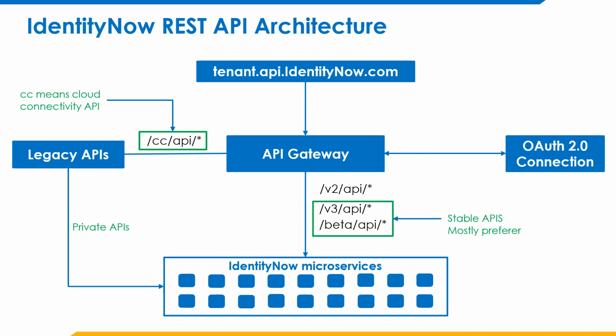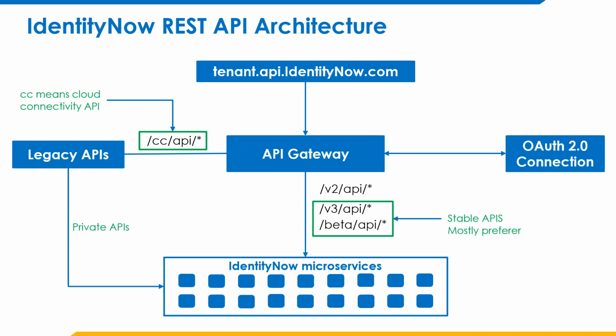When we make an API call to SailPoint IdentityNow, it will go via the API gateway, where authorization will be checked via OAuth 2.0. Basically, authorization is the act of validating the user's permission to access a given resource. OAuth 2.0 is an industry standard protocol for authorization.